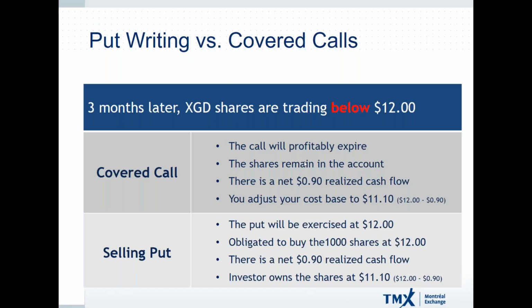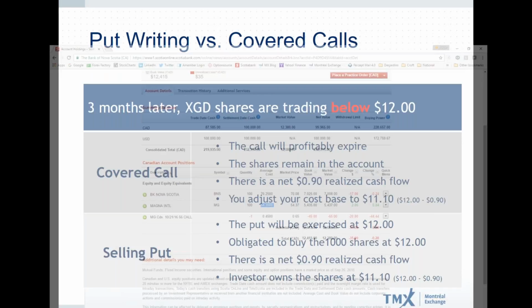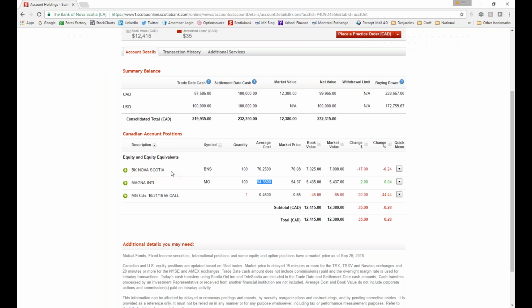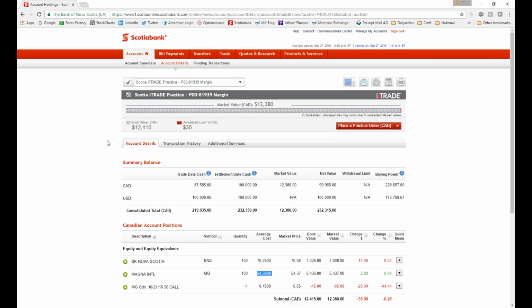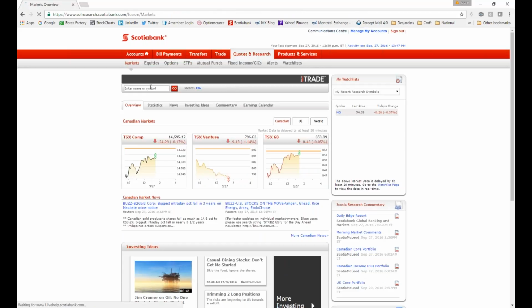One of the interesting considerations when looking at being a put writer is that it's important to understand that you can't do this within a registered account, but you can do it outside of a registered account. Let's say for a moment that we actually don't own Magna, but we're thinking that we may want to own it in the future.